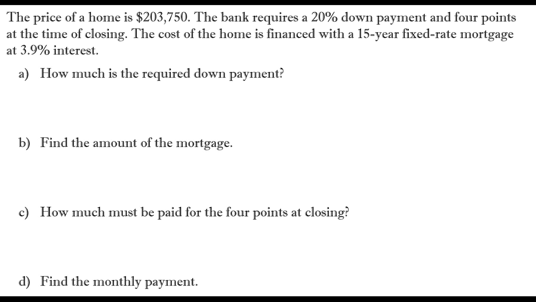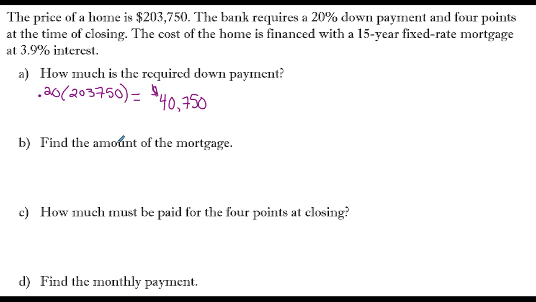The price of a home is $203,750. The bank requires a 20% down payment and 4 points at the time of closing. The cost of the home is financed with a 15-year fixed-rate mortgage at 3.9% interest. How much is required for a down payment? Well, we said that the bank requires 20% of the price of the home, so that is 0.20 times 203,750, which equals $40,750.